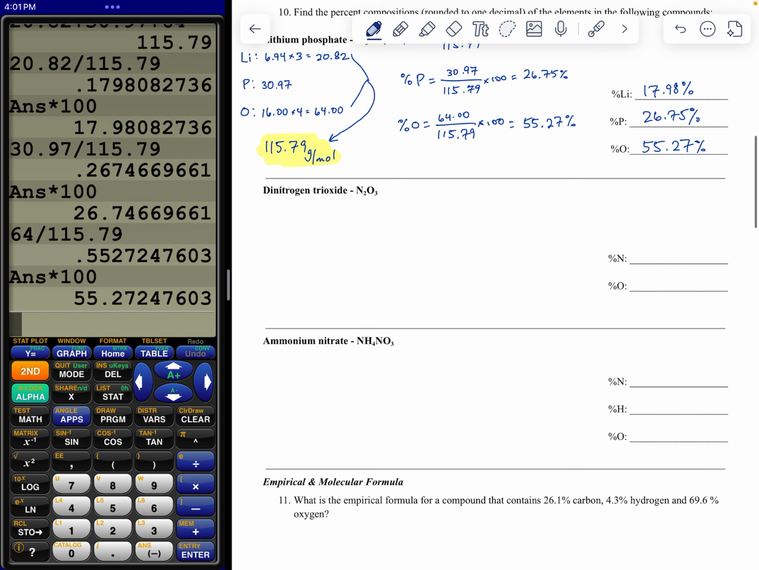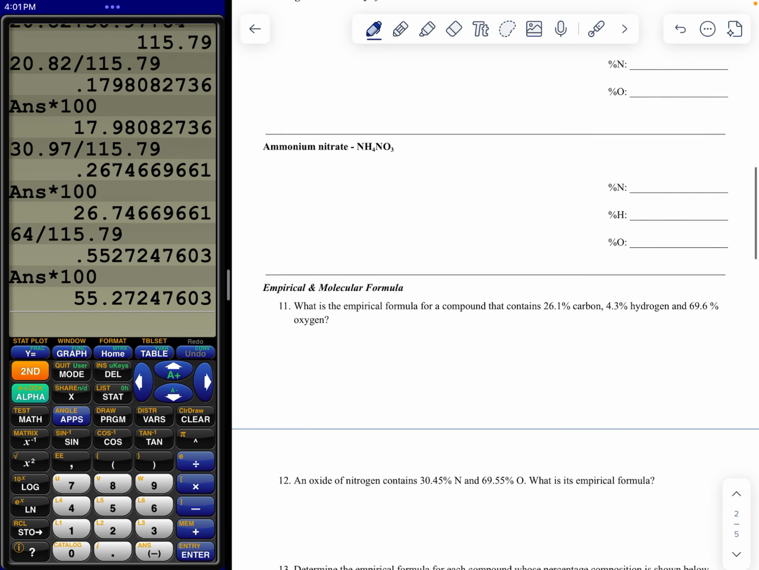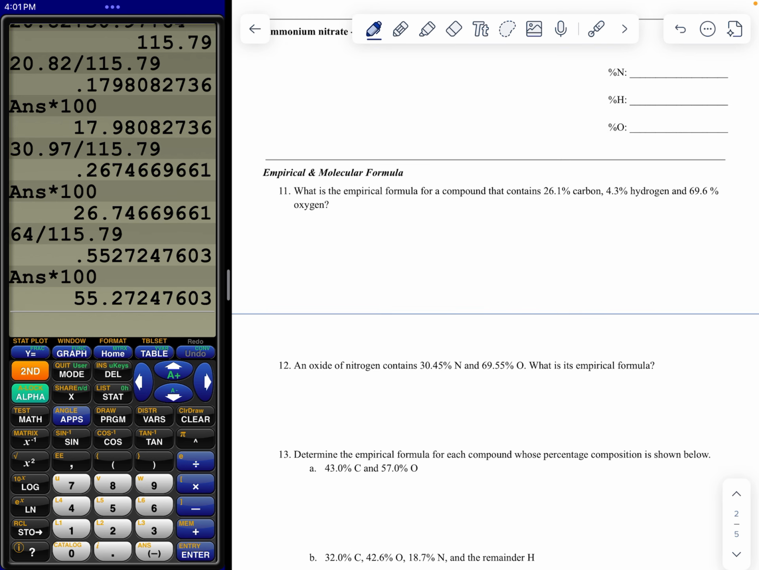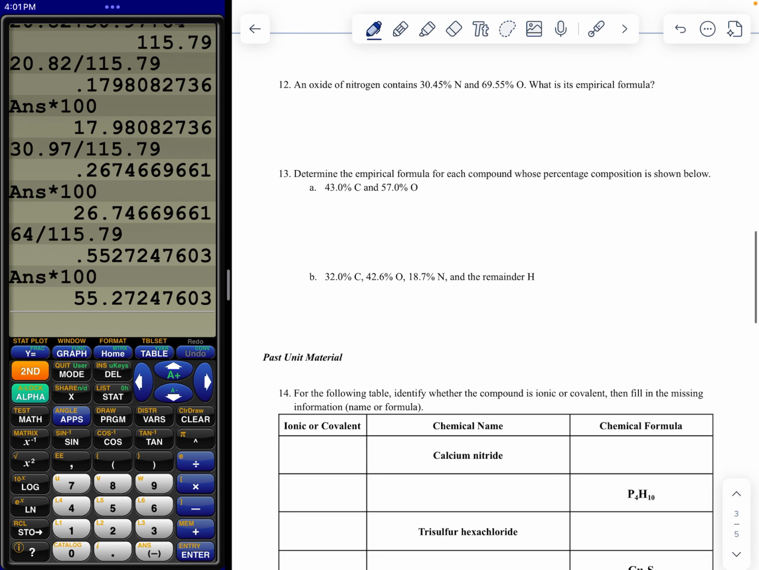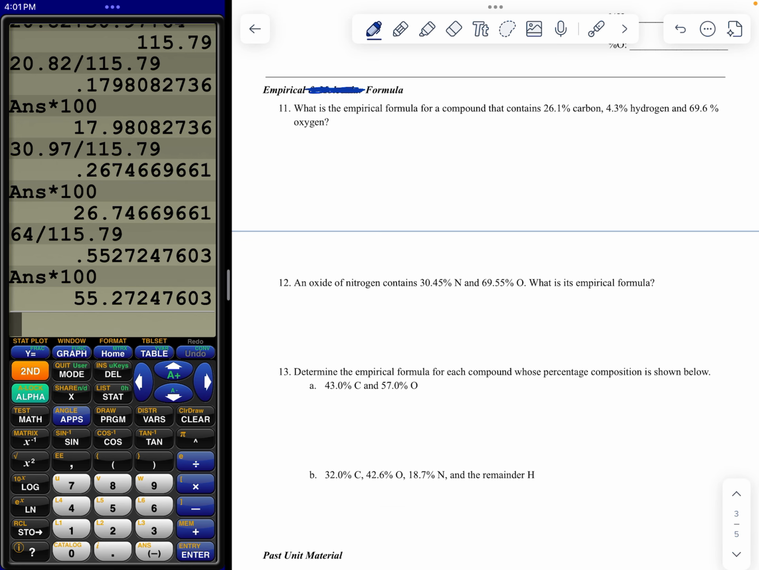But yeah, then you can check yourself to the key for the next 2. But I would prefer to focus on some more empirical formula, and we're not going to worry about molecular formula right now. So just the empirical right now. And again, I'll do maybe 2 of these.